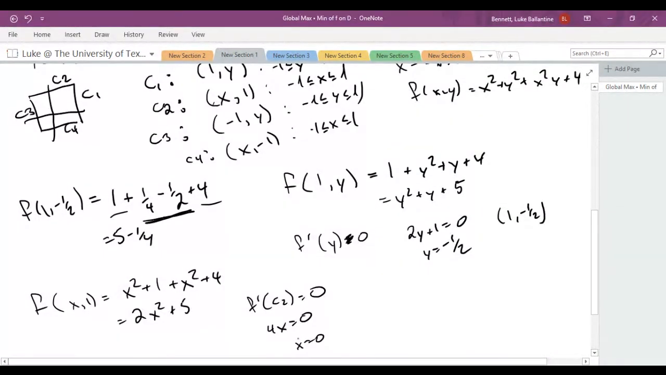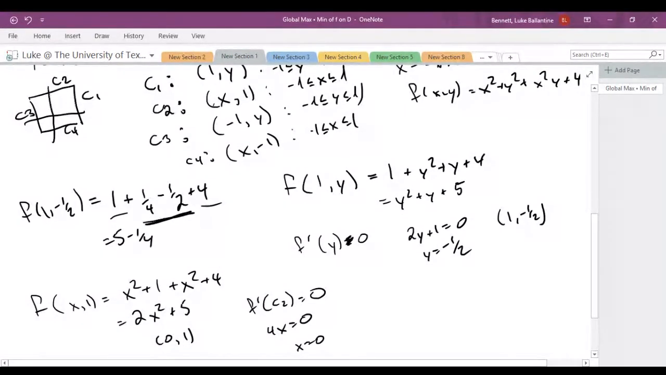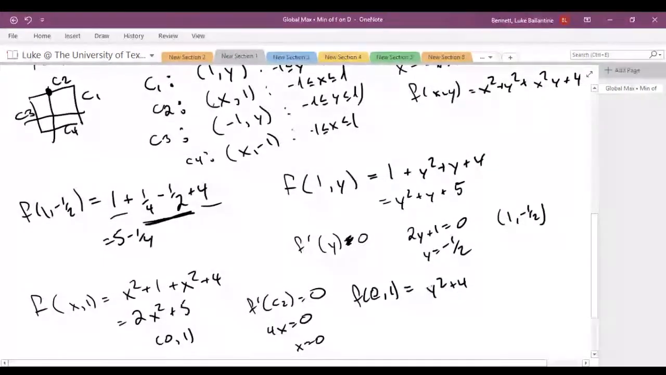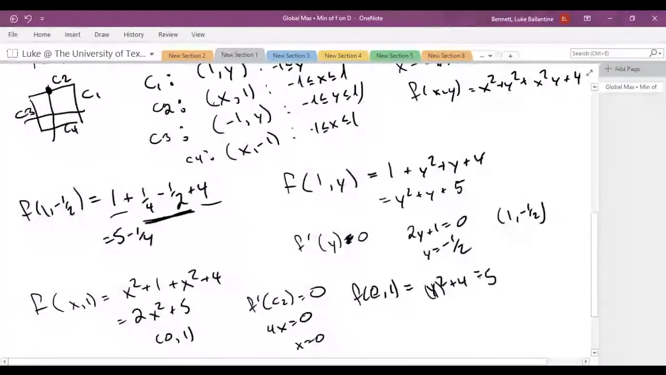Y equals 1. So x is 0, y is 1. We have y squared plus 4. Well, y is 1, so it's 1 squared plus 4. So this is 5.